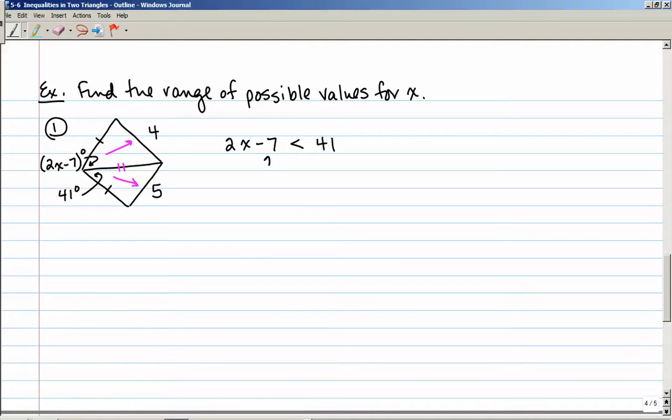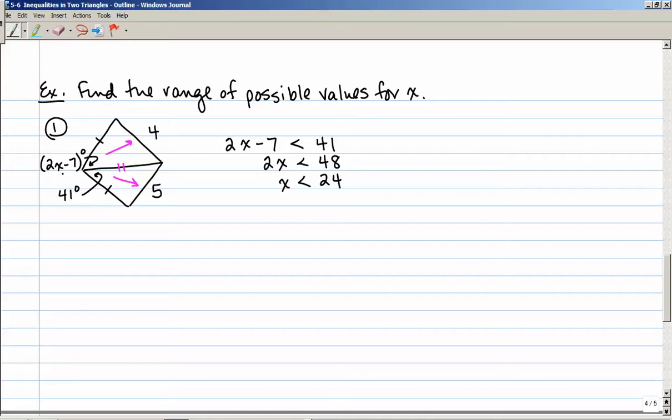So let's go ahead and solve that. So 2x is less than 48, so x is less than 24. Now let's stop and think about that. Can x actually be any number that's less than 24?